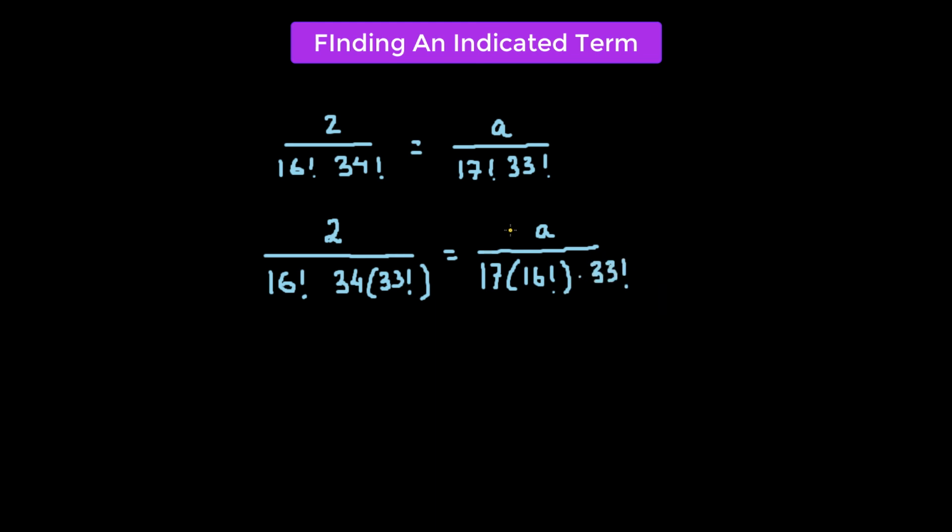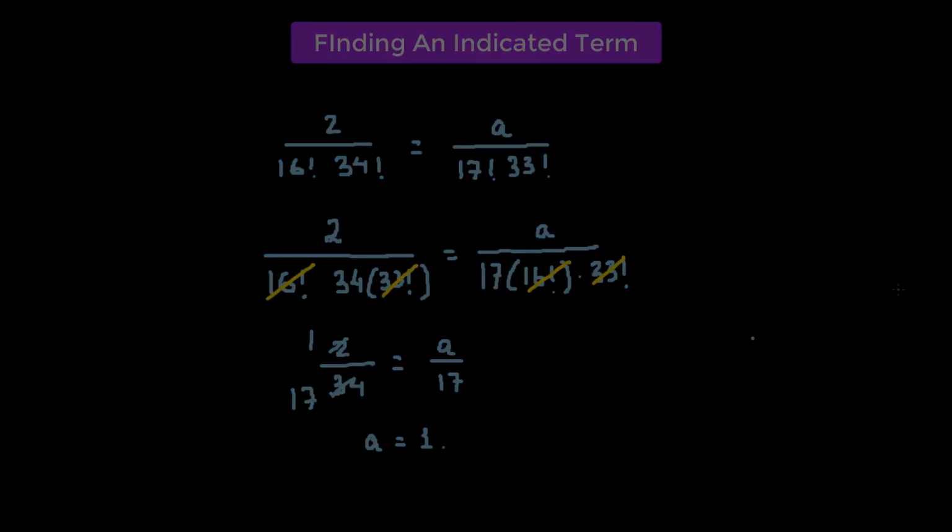Now we can factor out 16 factorial from both sides and 33 factorial as well. So this will finally leave us with 2 over 34 equals a over 17, which is finally 2 times 17, and then 17 and 17 will factor out, leaving us with a equals 1. So that is the value of a.